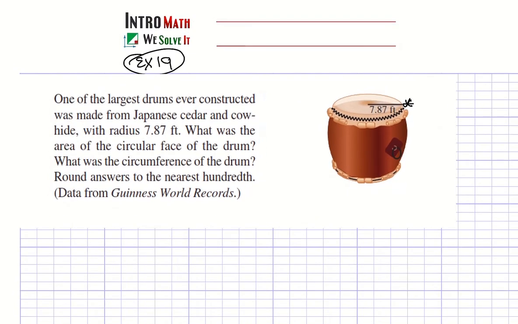But I do know that the area of a circle, right, is pi times radius squared. The radius is that. See, it's given to you like 7.87. That's the radius, right? So, and the circumference.